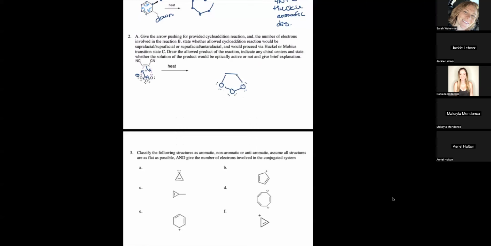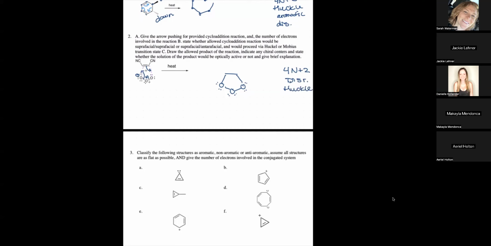And then what about our nitriles? What's going on with these? One is going to be up and one down. Why do you say that? Because they're both facing the same way right now. So since it's Huckel, they are disrotatory. Yeah, so 4n plus 2, which is disrotatory, and it is a Huckel loop.